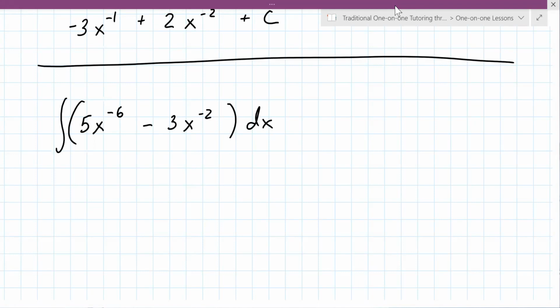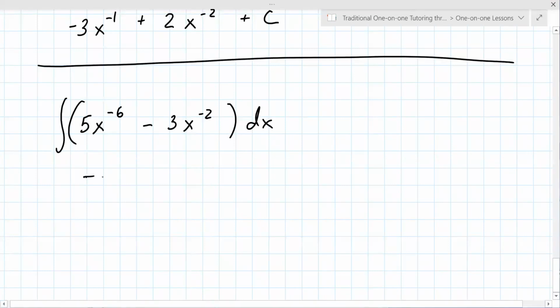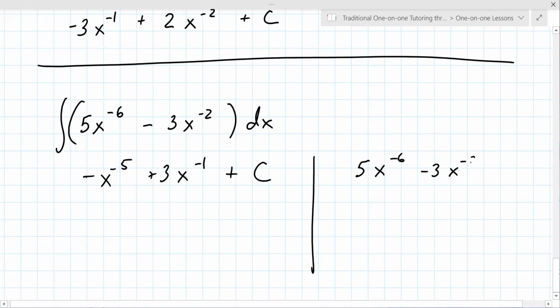Okay, I'm done. It's negative 1x to the power of negative 5 plus 3x to the power of negative 1 plus c. Okay. So to check this, again, you just take the derivative. The derivative is 5x to the minus 6 minus 3x to the minus 2, and that's right. Excellent.